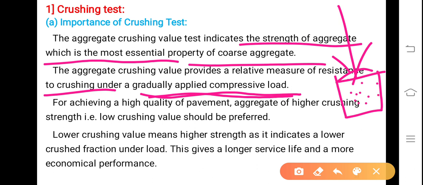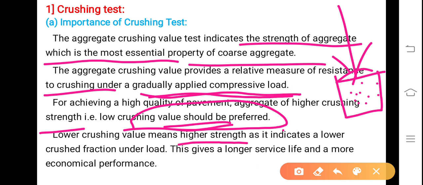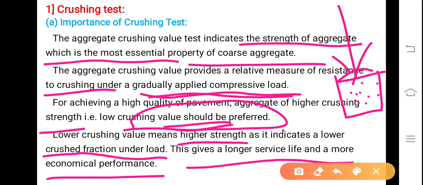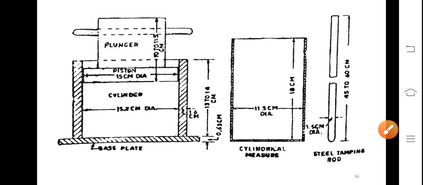For achieving a high quality of pavement, aggregate of higher crushing strength, low crushing value should be preferred. In order to say the aggregates are having higher strength, the crushing value which we obtain in the laboratory should be less. Lower crushing value means higher strength, as it indicates a lower crushed fraction under the load. This gives a longer service life and a more economical performance.